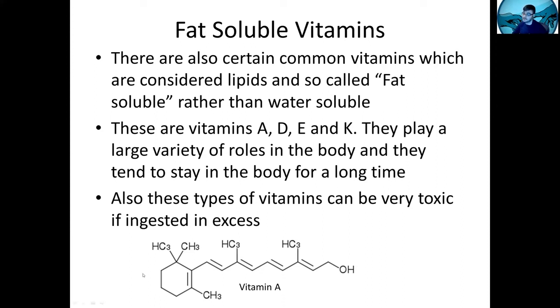This is what vitamin A looks like. Again, just a regular lipid, but it has this kind of backbone. Instead of glycerol, sphingosine, or an ester, it has this kind of group.